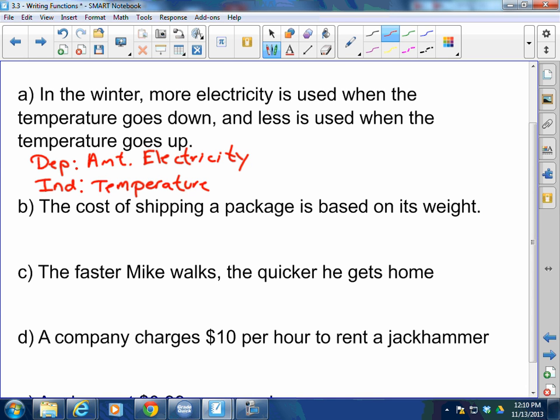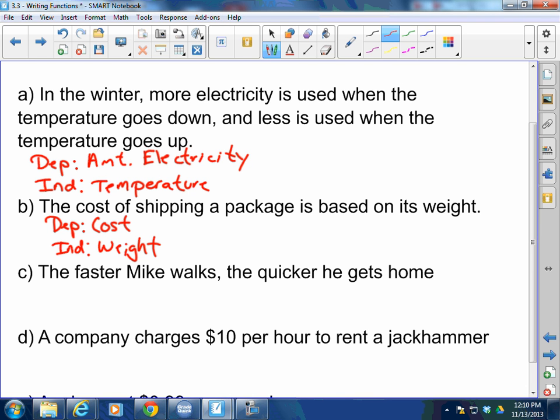The cost of shipping a package is based on its weight. What is the dependent? And what is the independent, my friends? The cost is dependent. Very good. And the weight is independent. Absolutely. If you have ever shipped something or mailed something at the post office, you put it on a scale. The heavier it is, the more it costs. Very good. Well done.